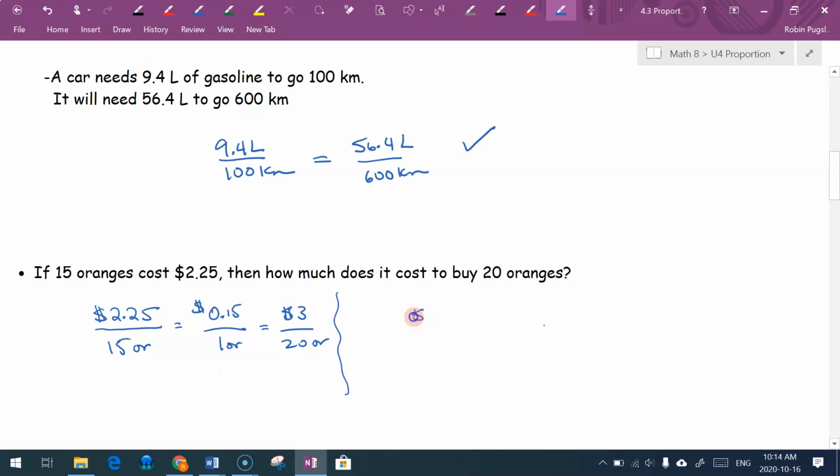The other way we could do it is we have $2.25 per 15 oranges, and we say, well, I want 20 oranges. What is the cost? So how am I getting from 15 to 20? I'm not sure, so I go 20 divided by 15, and I get 1.3 repeater. This is the time I'm not a big fan of this, because if you round off, you lose accuracy, right? So you want to get as many decimals as you can if it's a repeating decimal. So I take what's in my calculator and I multiply by 2.25, and I get $3.